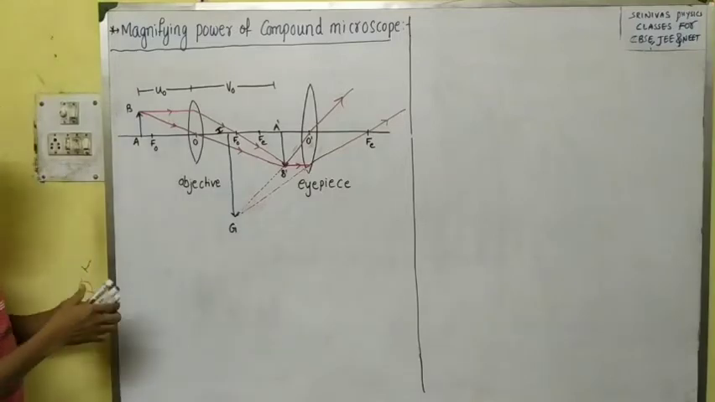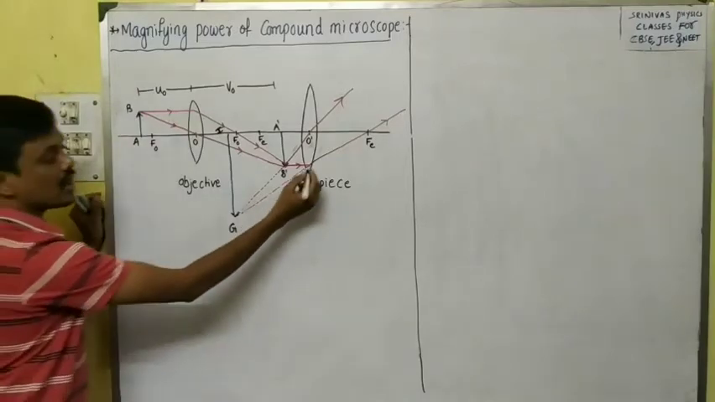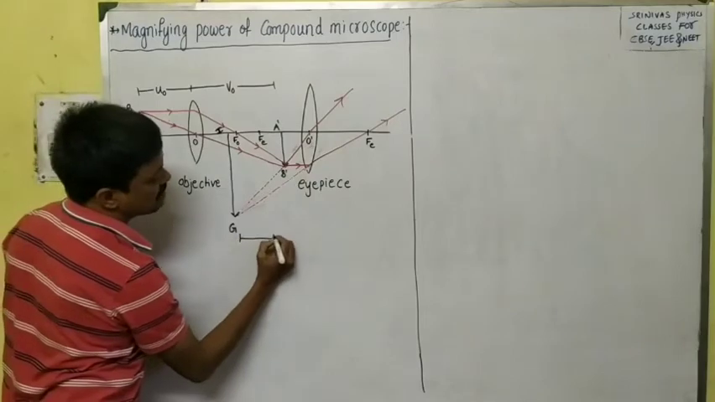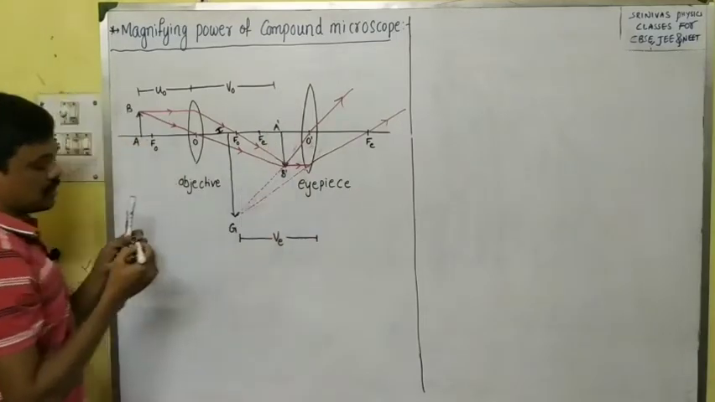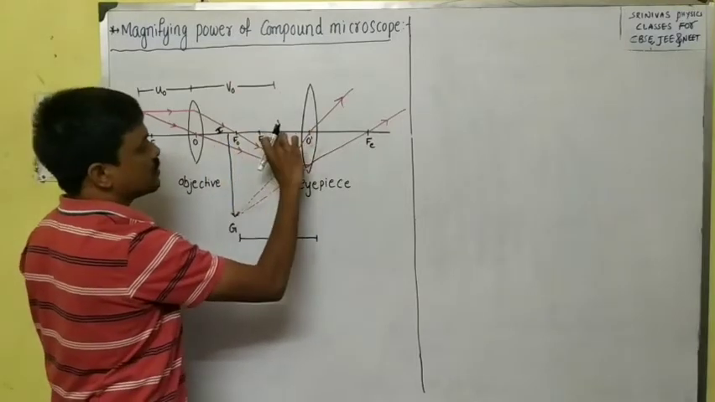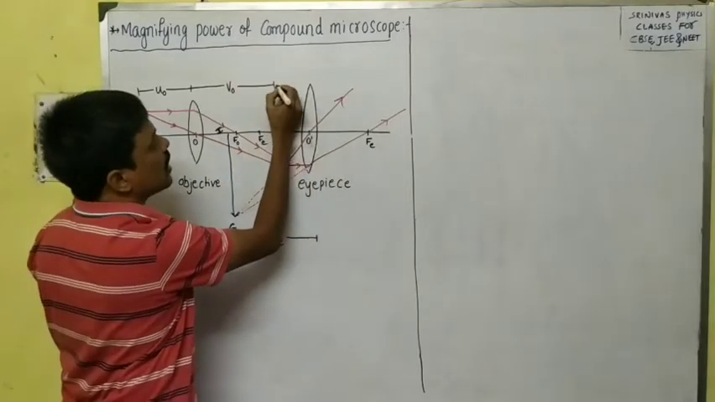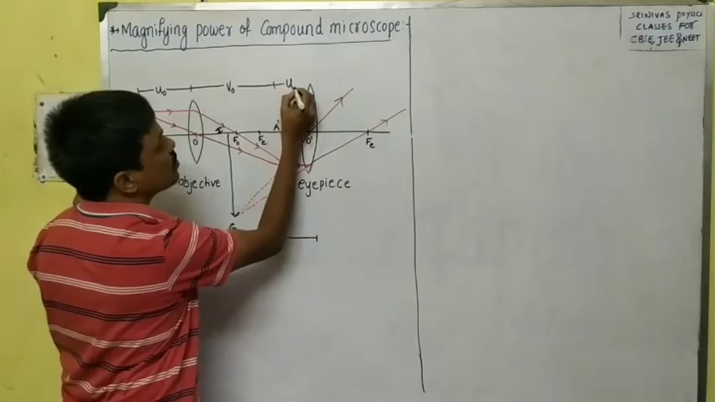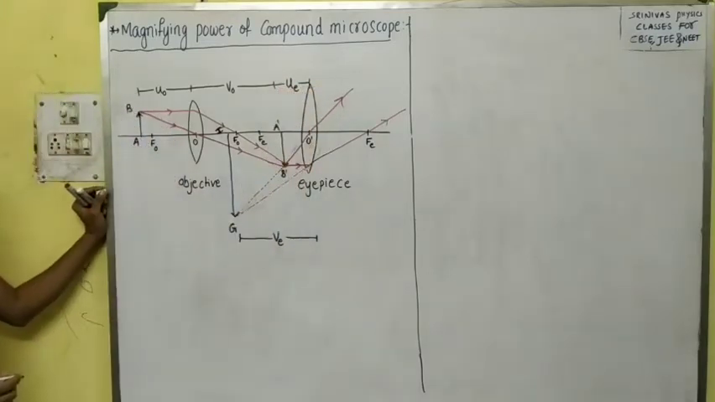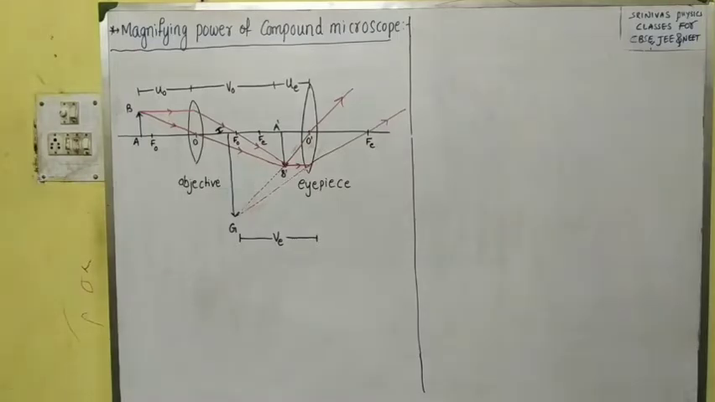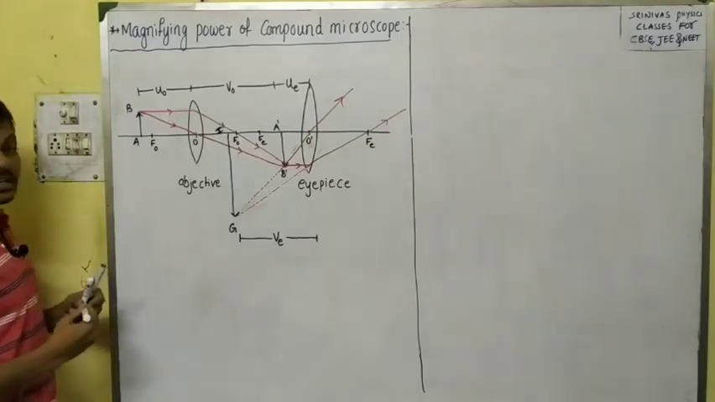The final image distance from the eyepiece we can consider as V suffix E. And you see here, A dash B dash is the object for the eyepiece. Object distance we can take as U suffix E. Right. This is the diagram. And you see this one very carefully. Now, let us go for the derivation of the magnifying power.